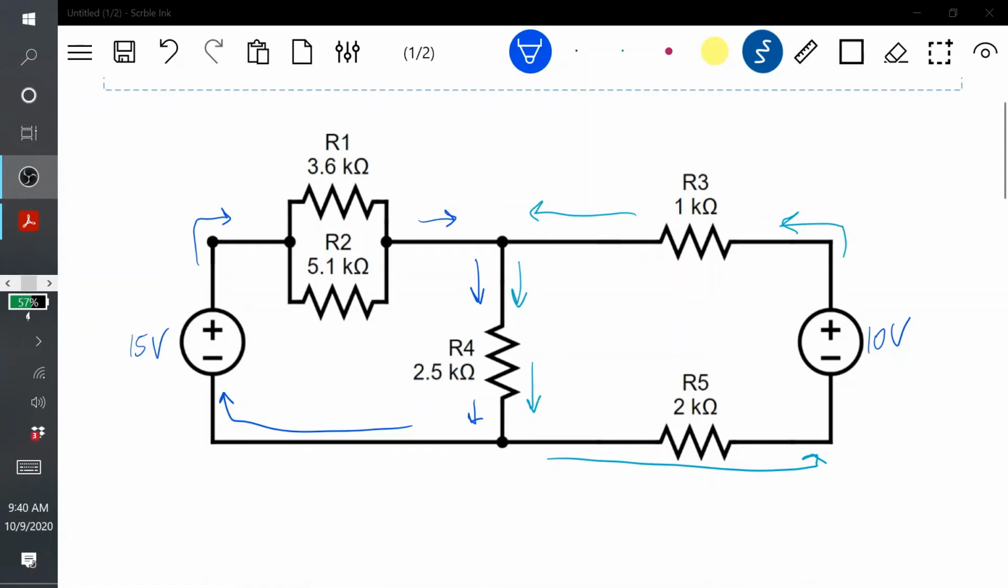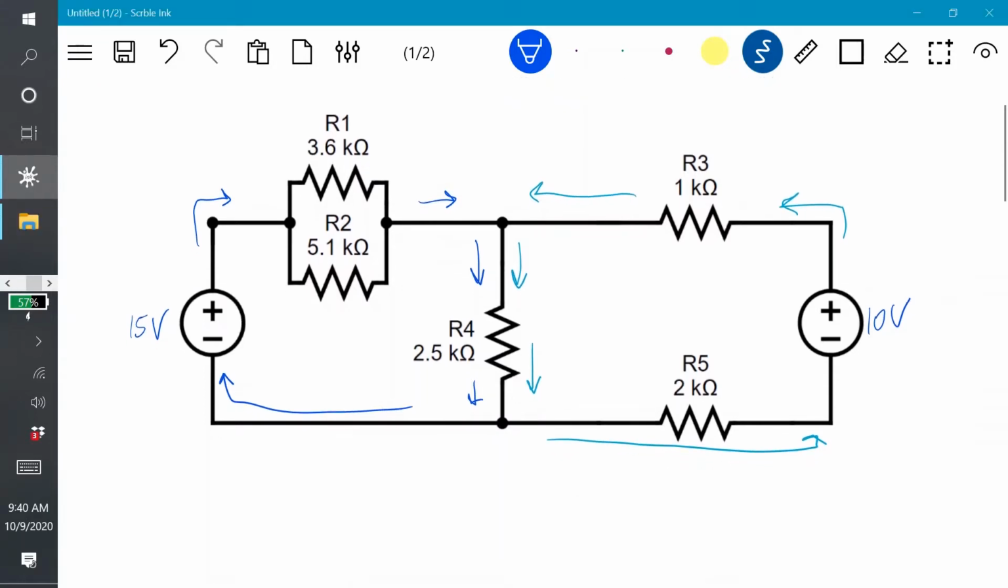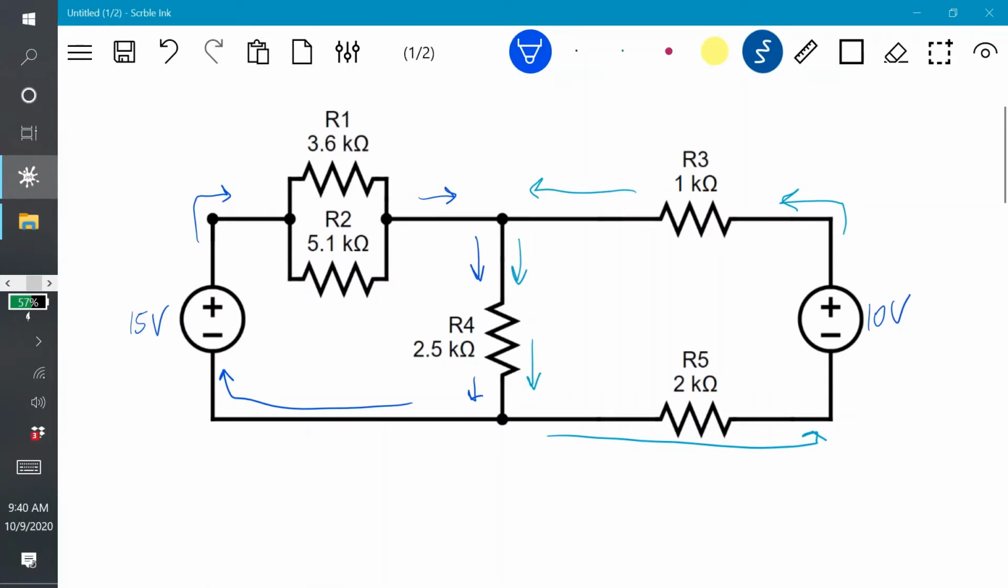Hey everyone, so I wanted to review this circuit with two loops and two power supplies and show you how to build it on Tinkercad. But first we're just going to do some calculations to see what we should expect when we build it on Tinkercad. So we have two currents running through the loop.